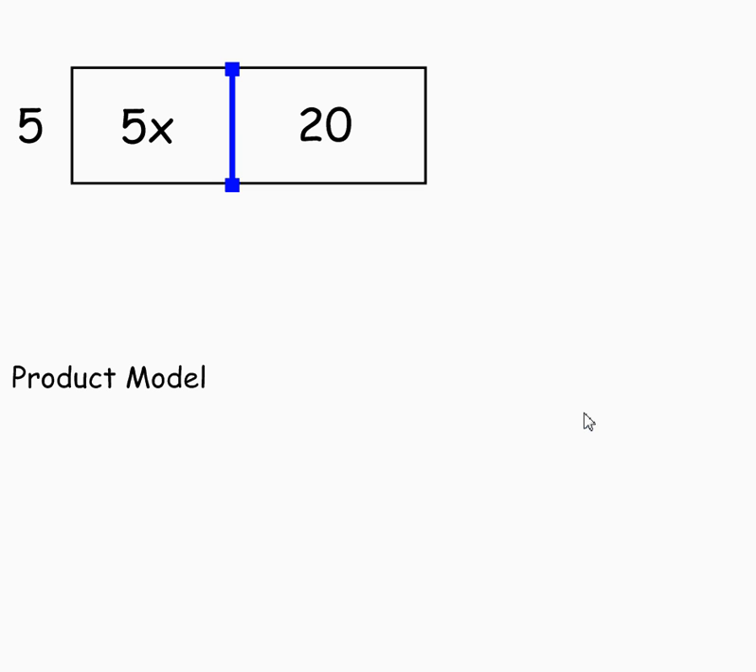So here's my first example of what we're going to talk about. I have my sum model, which is inside the area of my box, and I have one of my pieces for my product model. Okay, so now I need to know what.